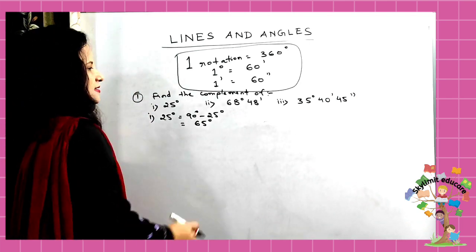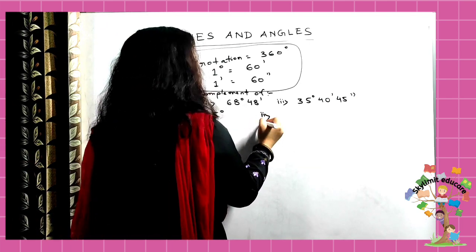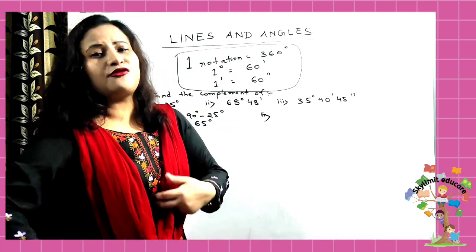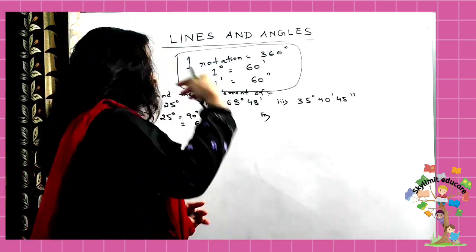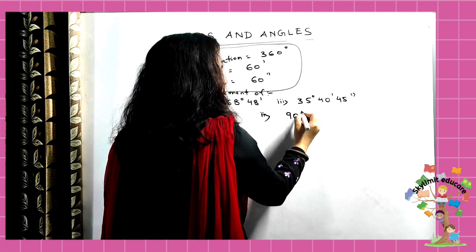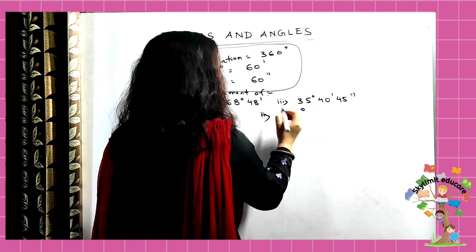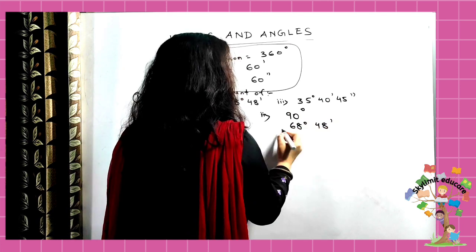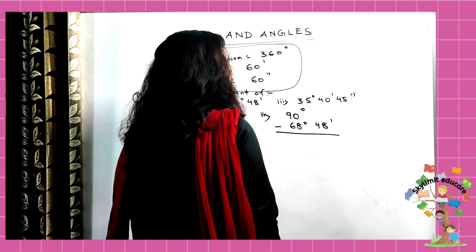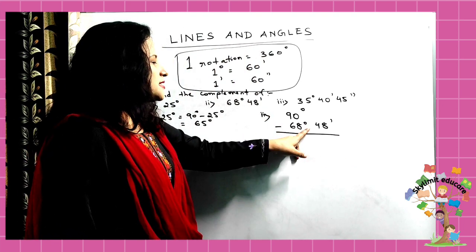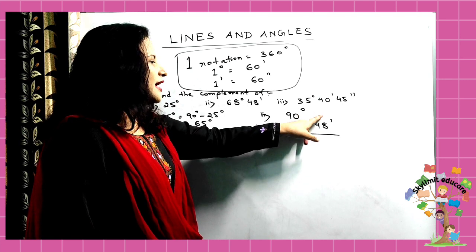Let's come to the second bit. 68 degrees 48 minutes. For the complement, you have to subtract this from 90 degrees, right? So from 90 degrees, how are you going to subtract it? I'm just writing it down. The minuend is 90 degrees. The subtrahend will be 68 degrees 48 minutes. You subtract it. So how to subtract it now, students? Just see here. Now here we have 0, 0.